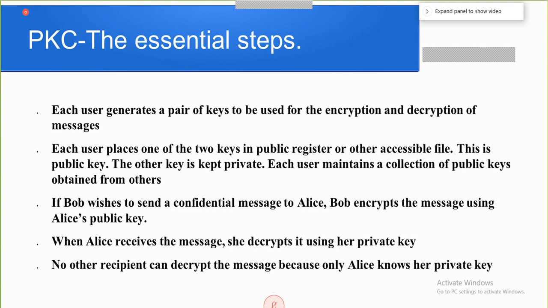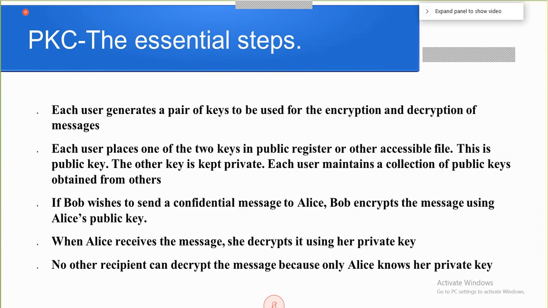So Bob wishes to send a confidential message to Alice. Then Bob encrypts the message using Alice's public key. That means it can be decrypted only with the corresponding private key, and this private key is available only to Alice.